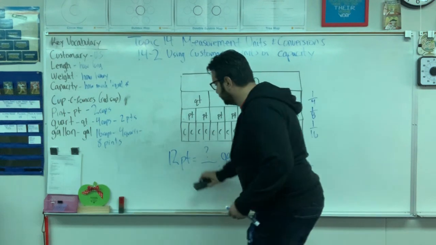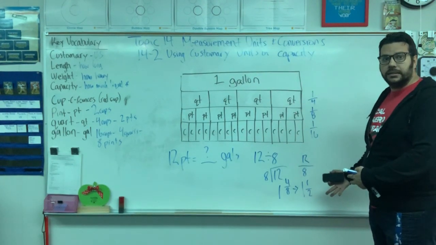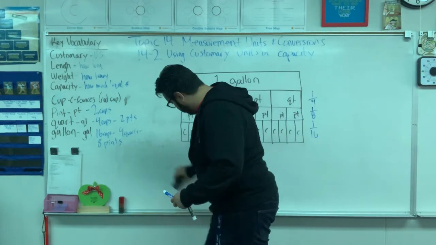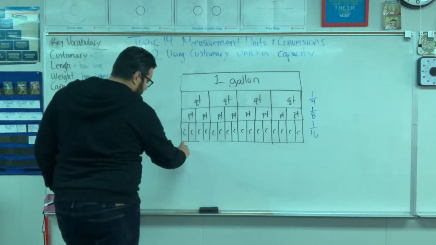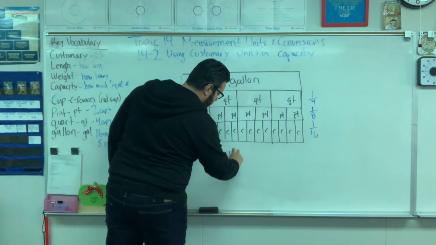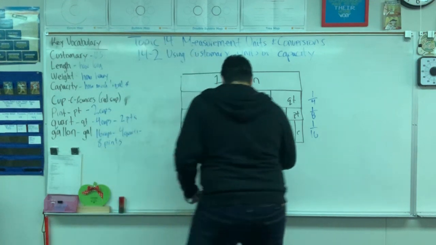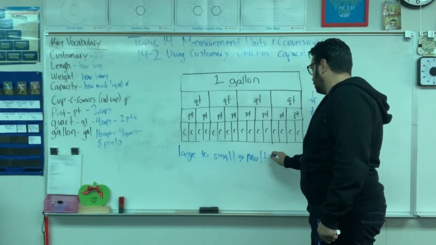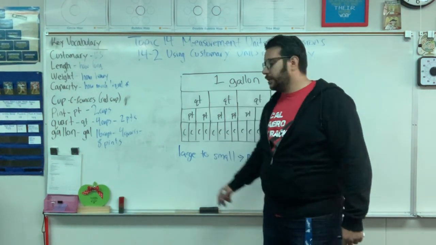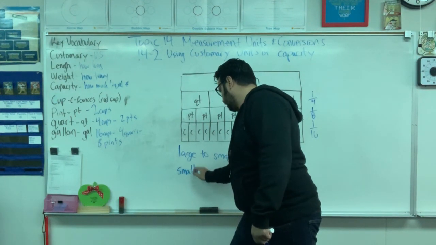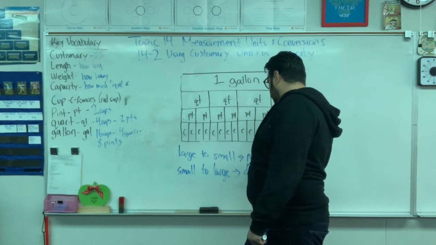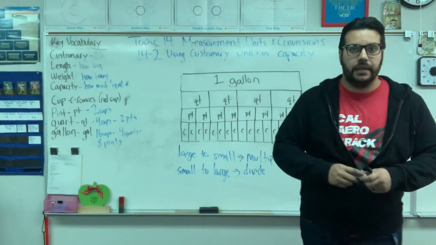So let me write that up here. If you want to pause it and copy that, go ahead. So if you're going from large to small, if you're converting in between units, you are going to multiply. And that makes sense because you're going to have more small units than you will large units. If you're going from small to large, you will divide.